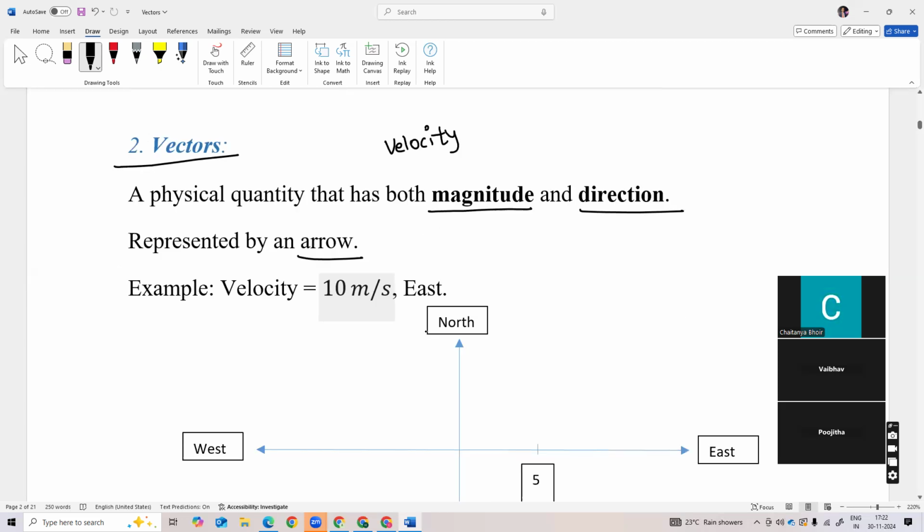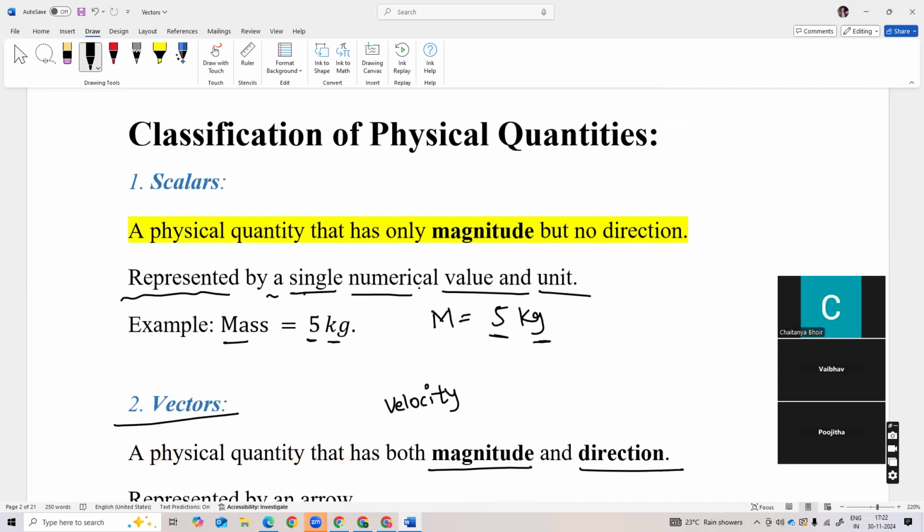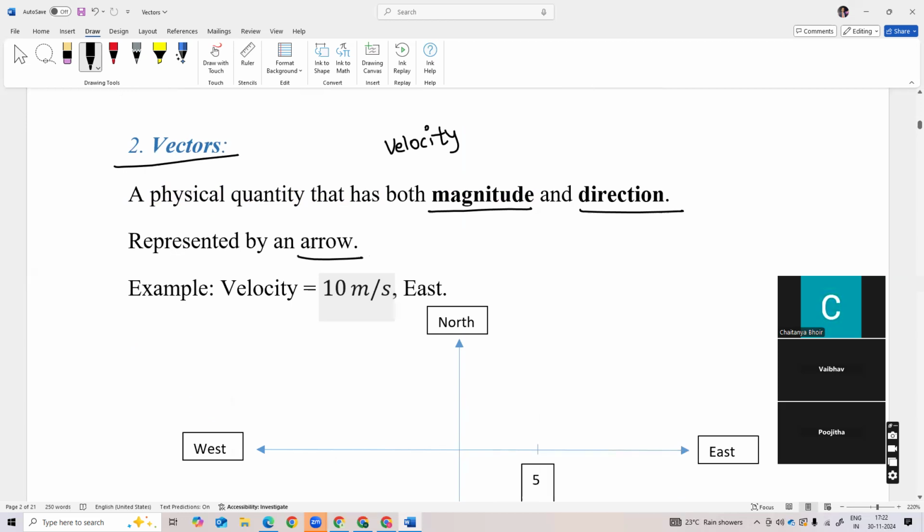So in scalar, what we have seen is we use a single numerical value and unit, whereas in vector, what we are writing is 10 meter per second. So we have a numerical value, we have a unit, and here it is showing 10 meters per second east. So it is showing the direction. That is one more addition in vectors compared to scalars.